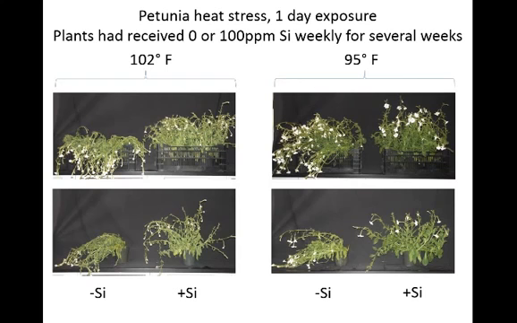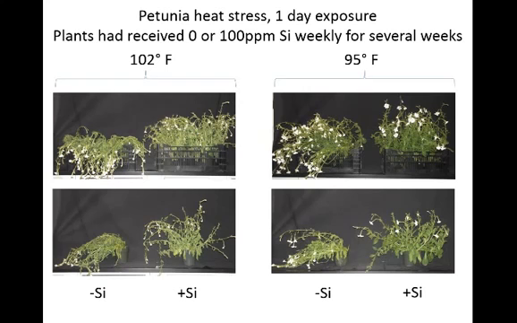So these are petunias that were growing in a greenhouse for several weeks. And during the greenhouse stage, they again either had silicon, in this case, we gave it as a once a week drench at 100 parts per million silicon, or did not receive silicon, so those were the control plants.